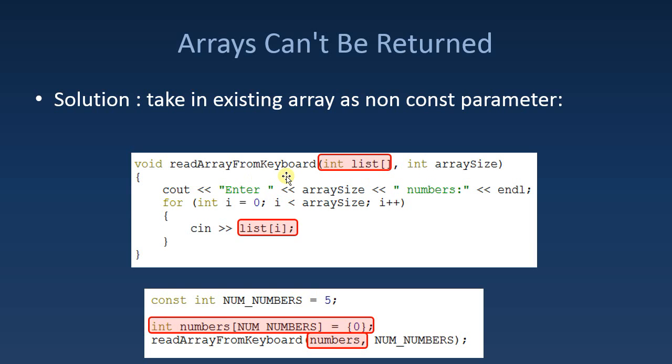So read array from keyboard function might look like: print out, enter however many numbers, repeat that many times, read in to the current element of the list. Down in main, we could say, okay, I'm going to make a new array of numbers, initialize it to 0, and then call read array from keyboard, pass it the array and the size, and this function will do the work of looping through the list and modifying it. And because list up here is really just another name for the numbers array down here, when we come back from this function, numbers will have the appropriate values.